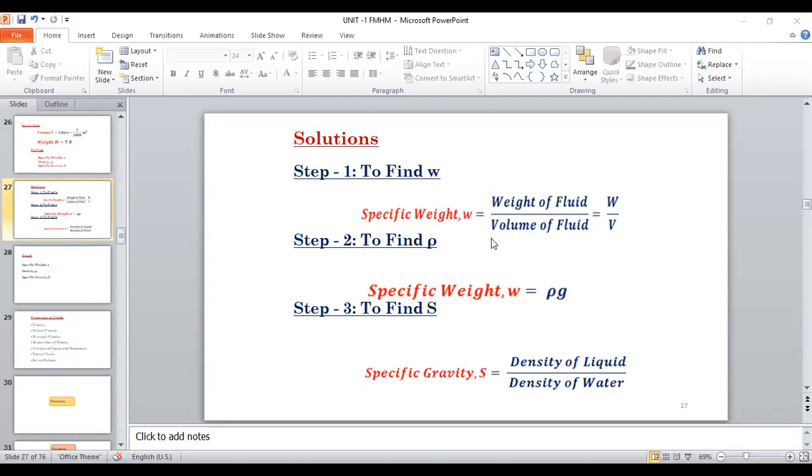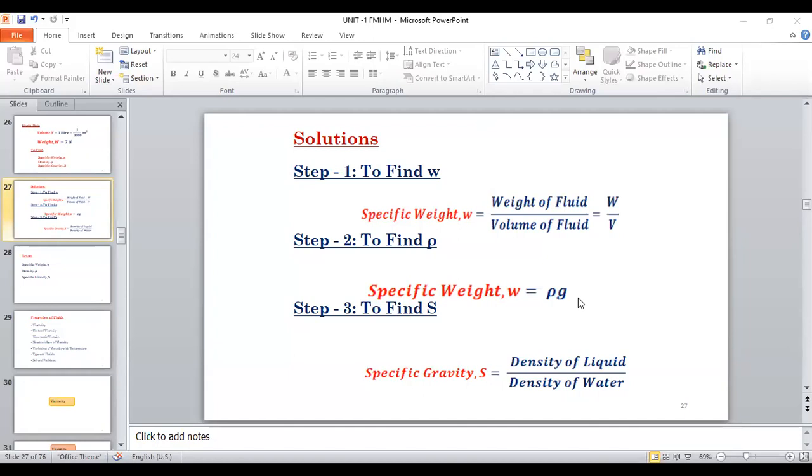First we have found our w value. How much did you get for the specific weight? 7000. You have to write the units compulsorily: 7000 Newton per meter cube.